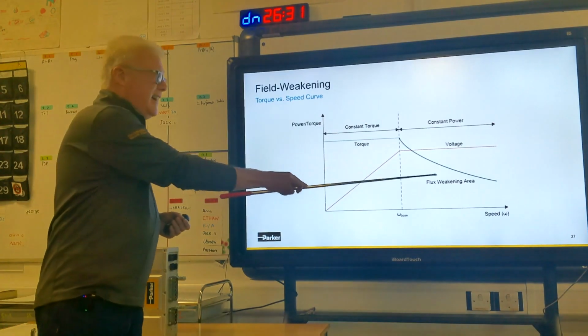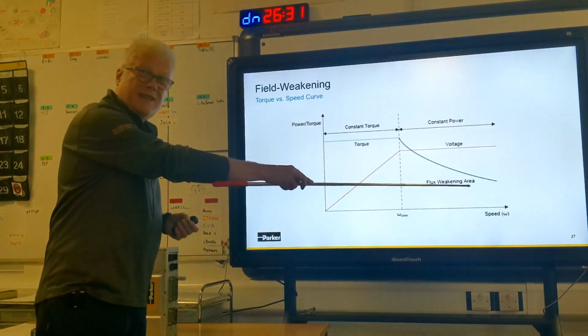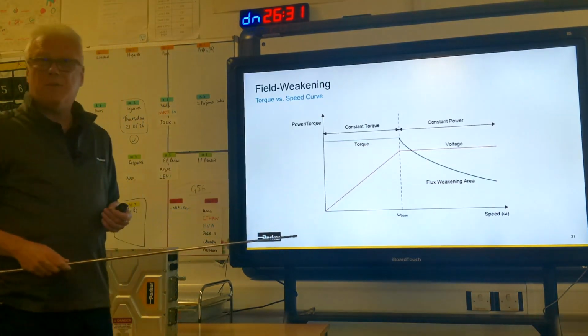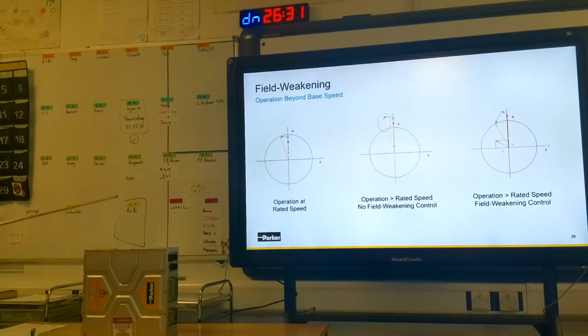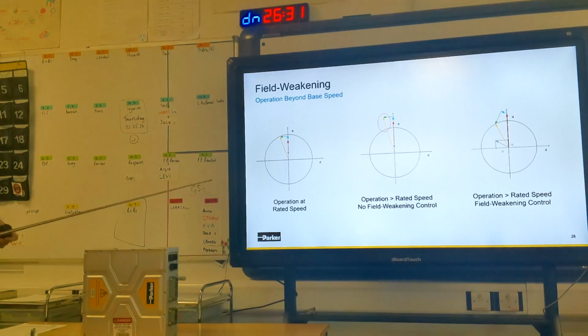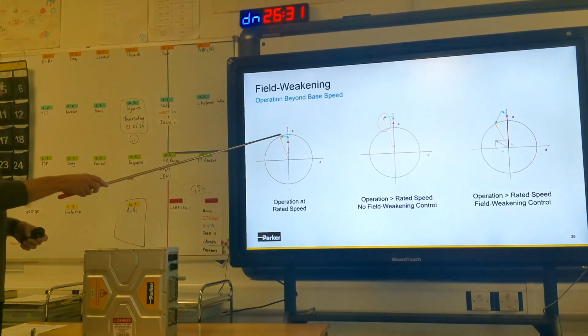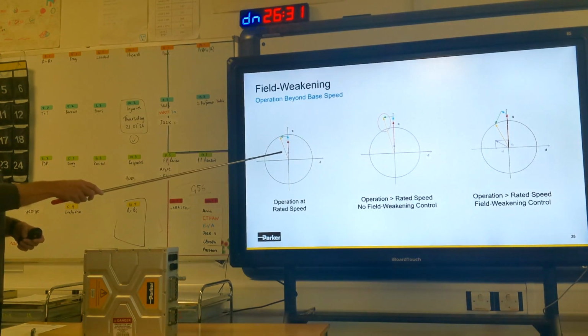And because this is kind of like a 1/frequency type thing, we call that the constant power region. And the big question is, can I field weaken a permanent magnet AC machine? Because you can't do that with a permanent magnet DC machine. Well, there are 3 diagrams here, and you probably recognise the phasor diagram that we looked at earlier.